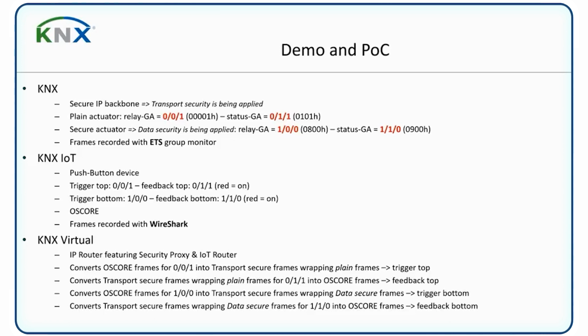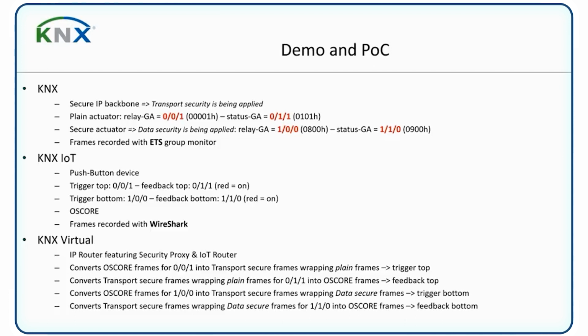So what is the concept? So what is the demo that I will give? Well, as already mentioned, I will have a KNX part, where I have set up a secure IP backbone. So physical, this is not virtual, this is a real physical installation I have here. I will use 2 devices. So I will use a plain actuator and a secure actuator. To show you this in this demo, I will use ETS Group Monitor to show what's going on on this, again, physical KNX installation.